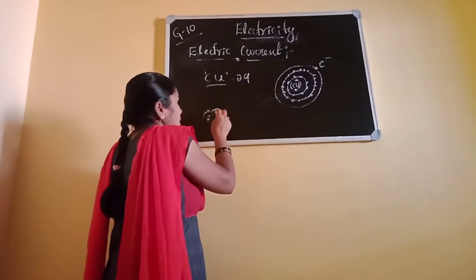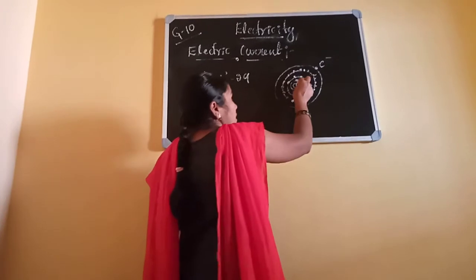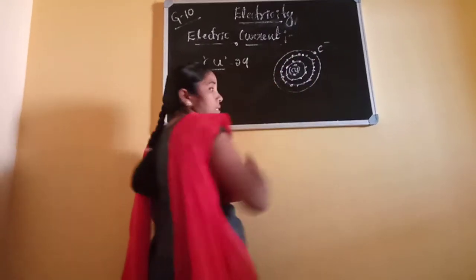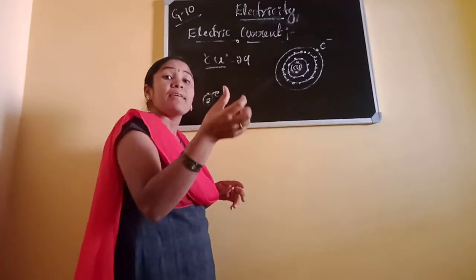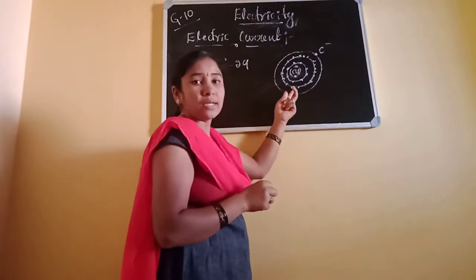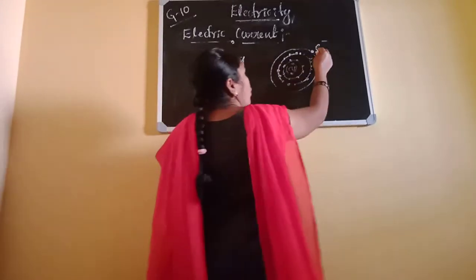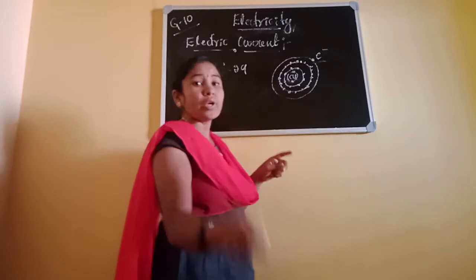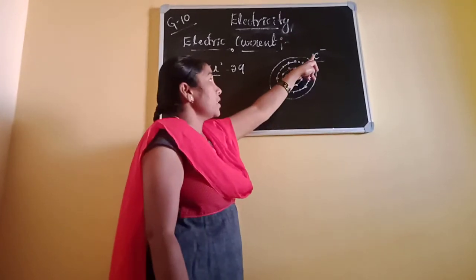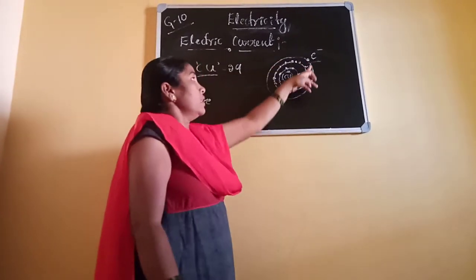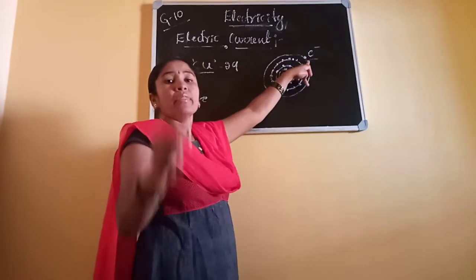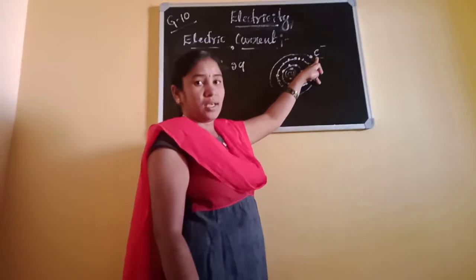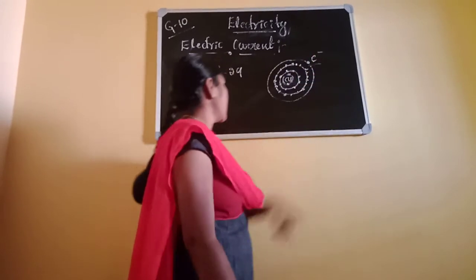See, my dear students, here also electrons will be present. This shell also has electrons, this shell also has electrons. Which electron can we take easily from this atom? Which electron? The outermost shell electron. My dear students, the electron present in the outermost layer of the atom, that electron we call valency electron.